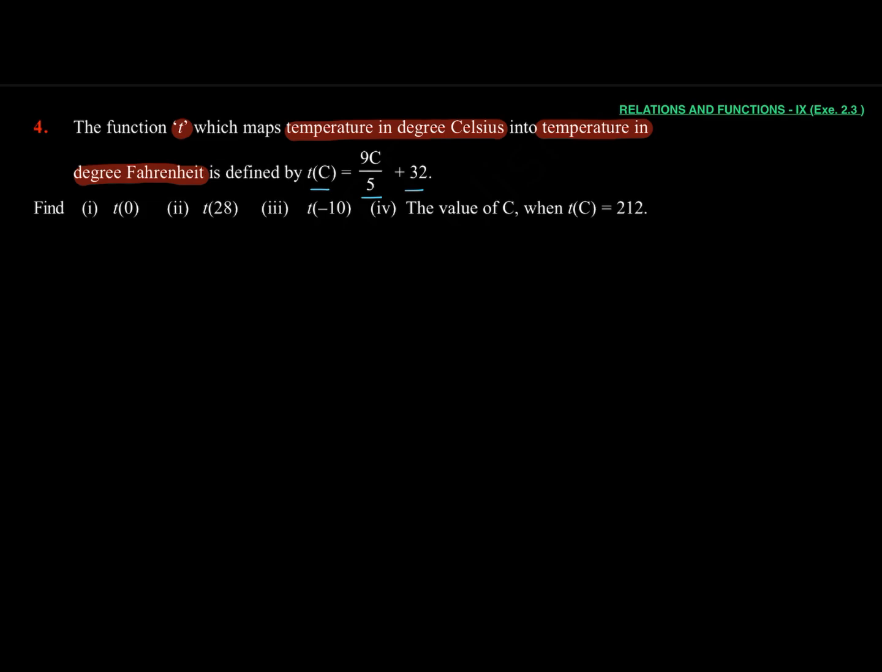In the first part, we'll have to put the value of C equal to 0. In the second part, we'll have to put the value of C equal to 28. Similarly, in the third part, we'll put the value of C equal to -10. And in part number 4, we'll have to find the value of C when t(C) is equal to 212.